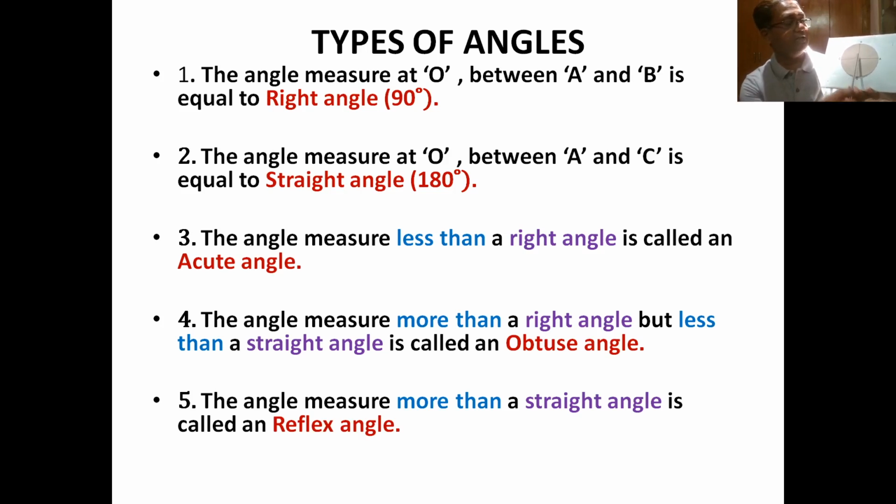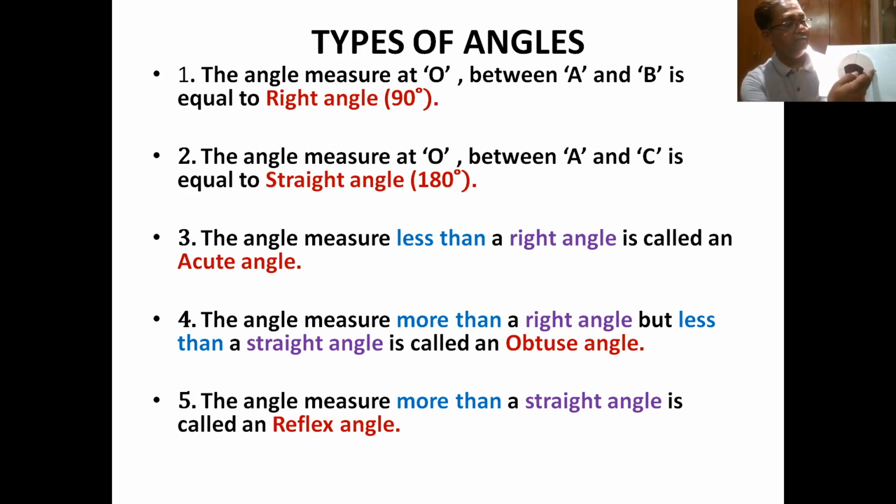The 90 degree angle is called a right angle, R-I-G-H-T, right angle, and the angle measure between AC at O, which is equal to 180 degrees, is called a straight angle. Now let us know about acute angle. The angle measure less than a right angle is called an acute angle.